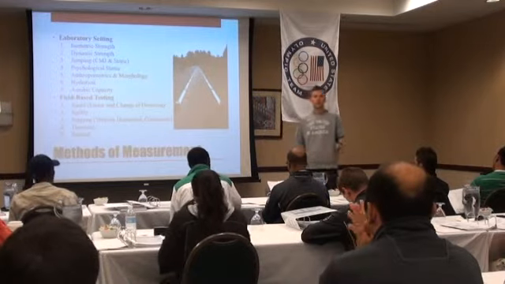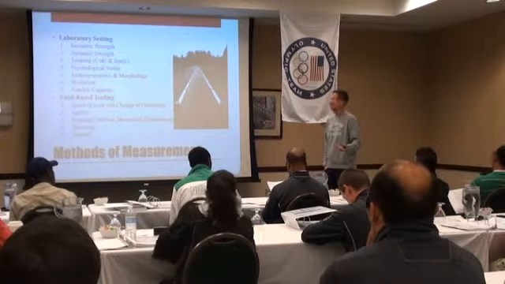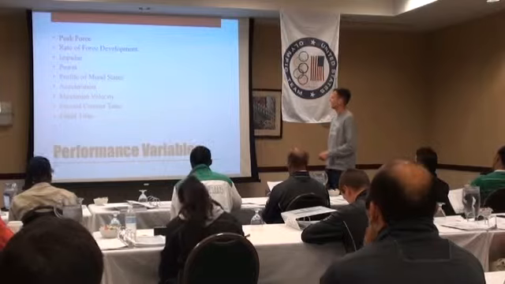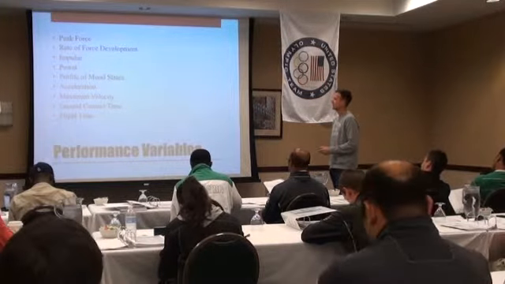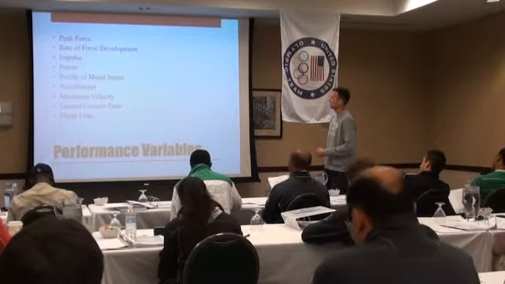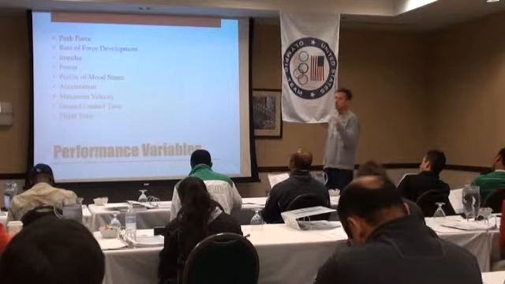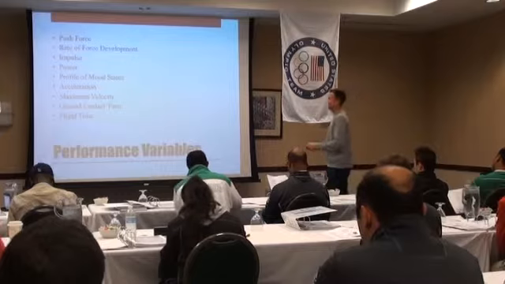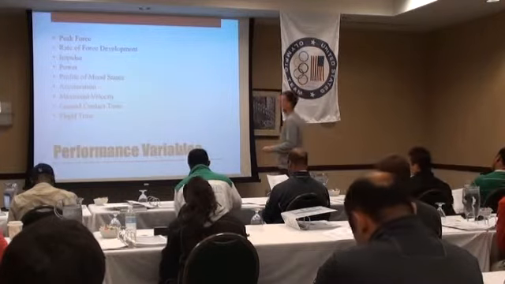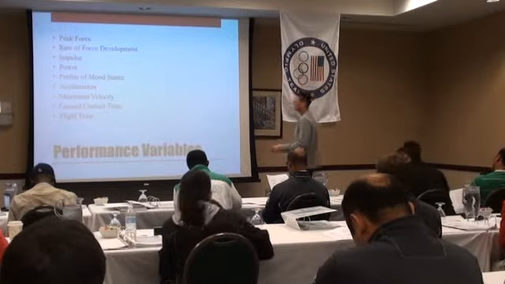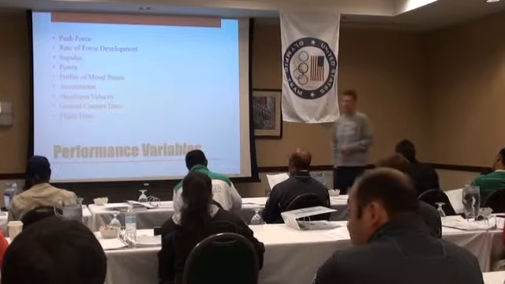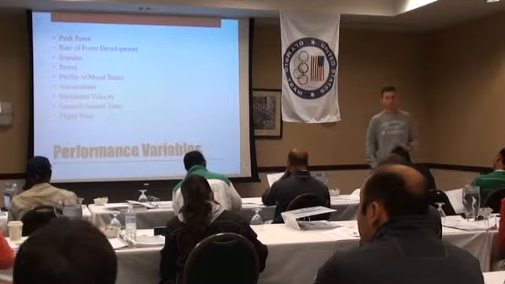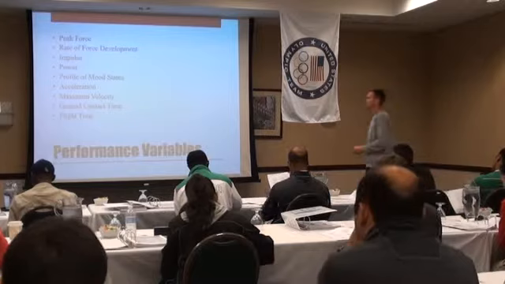And then out of those different methods, we collect those variables. Like I said, strength, how fast you gather your strength, impulse, which is kind of a measure of strength, it's the area under the force curve, power, profile of mood states, sprint-based variables as well, ground contact time, velocity.